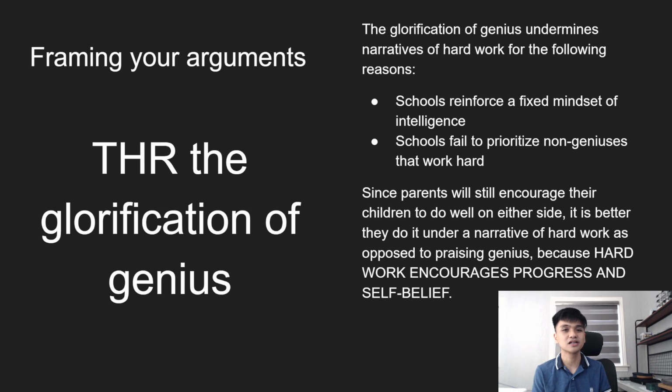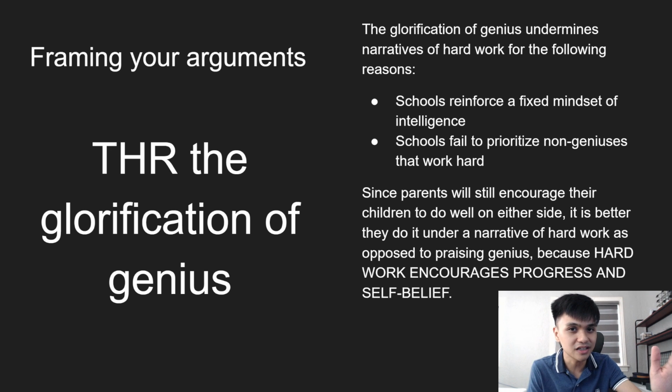We've reached this argument because you've asked the question that, oh, the narrative of genius is a narrative that competes with other narratives. And one of those narratives might be the narrative of hard work, like how we promote more perseverance and more grit in our students within the educational system. And so you might argue that it undermines the narrative of hard work. It is mutually exclusive to the narrative of hard work. You might say schools reinforce a fixed mindset of intelligence, and schools fail to prioritize non-geniuses that work hard.